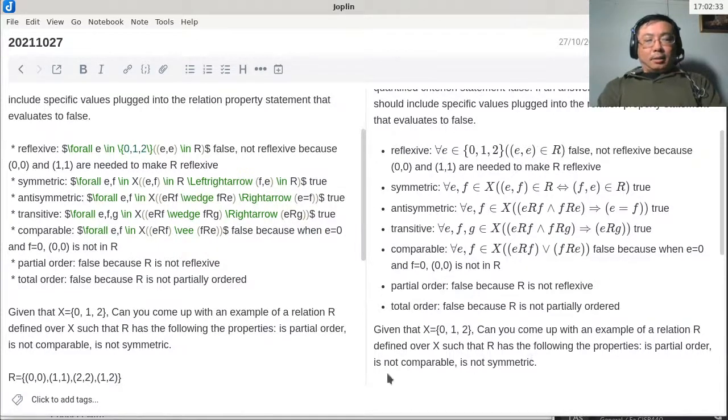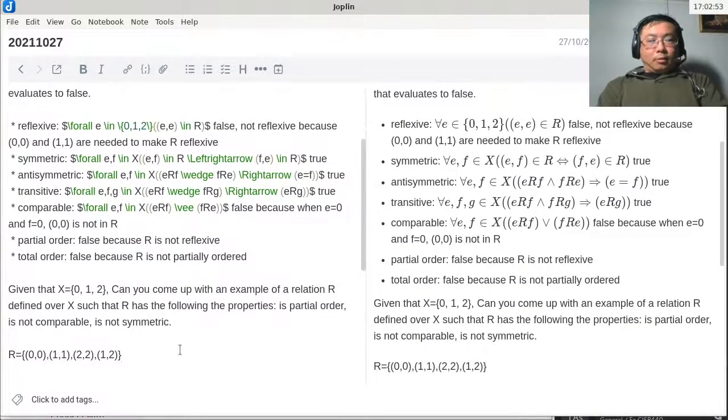Alrighty. So now I think we got the answer. This is one of the many possible answers, because if you just want to make it not symmetric, you can also introduce (2, 1) into it without the (1, 2). You substitute the (1, 2) with the (2, 1). That would also be a correct answer. Or you can use (0, 2), (2, 0). That would also make it not symmetric. But you can only use one of those.